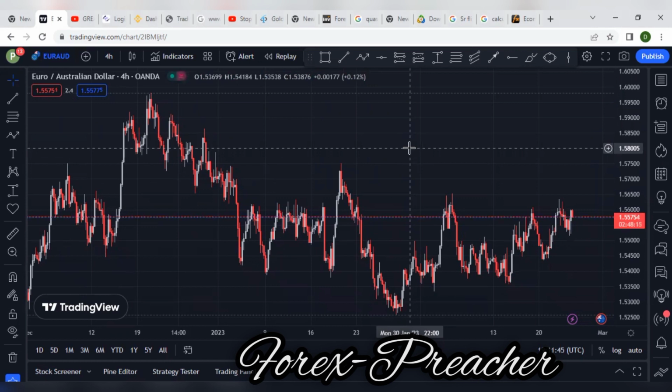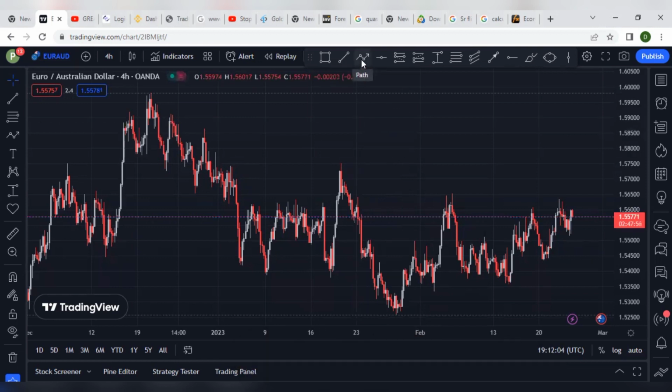Okay. Now I see a setup forming on a Euro AUD, and I think I want to do a video on it. Right? We pray that this setup goes well. Okay, so clearly, if you can see this market, you attest to the fact that we are downtrending.